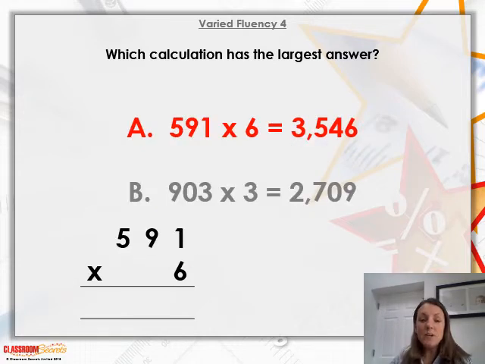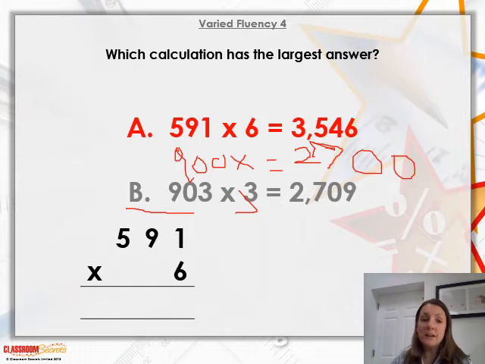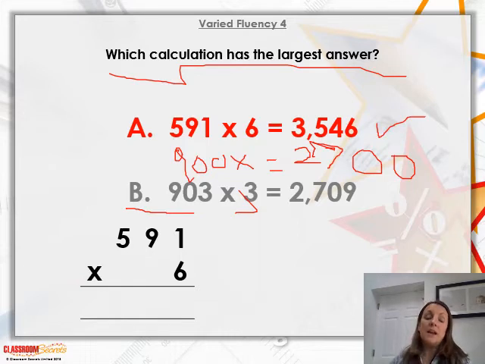Okay, hopefully you have worked out that 903, if we were to round it to the nearest 100, would round to 900. And 900 times 3, well, I know 9 times 3 is 27. And to make 27 100 times greater, the answer would be 2,700. Oh my goodness, 2,700. So the calculation that has the largest answer is going to be this one here, A.